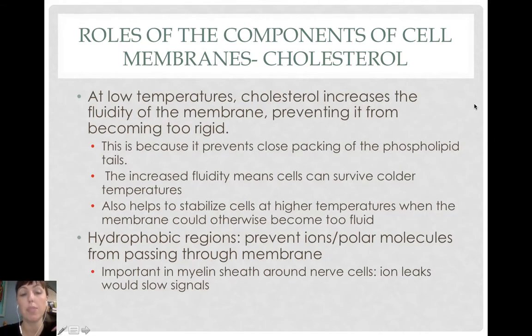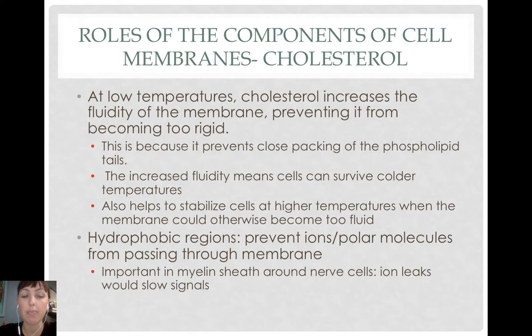And so, like I just mentioned, at low temperatures, cholesterol increases the fluidity of the membrane, which is a really good function because it prevents it from getting too rigid when it's cold. This is because it prevents close packing of the phospholipid tails, right? As the energy level decreases, as kinetic theory would state, those tails stop moving as much, and they can't squeeze in real close because there are cholesterol molecules in there. So the increased fluidity during colder temperatures means that cells can survive during colder times. It also helps to stabilize cells at higher temperatures when the membrane could otherwise become too fluid.